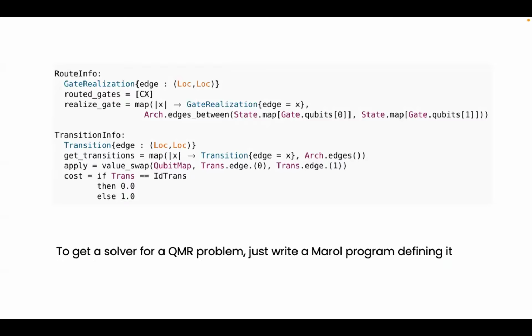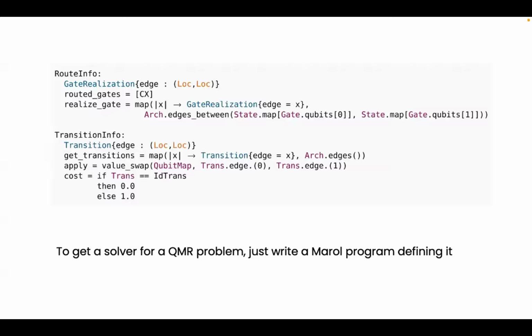So since it's an edge, it has two architectural locations, which gates we'd like to route, and then this realize gate function, which basically tells us what are the possible realizations of my gate at a particular time step. So here, in order to execute a gate, I need to find an edge between the two qubits. So that's what this is saying. The realizations are all of the edges that are between the mapping of qubit 0 and the mapping of qubit 1. There's only going to be one of those if you have a regular graph, but maybe you have some sort of hypergraph, I guess.